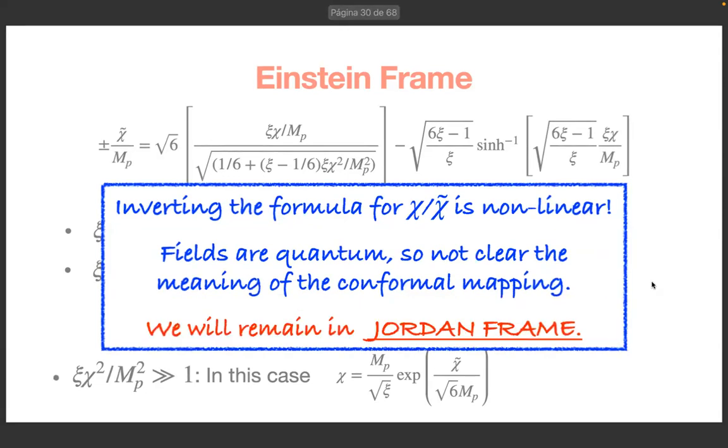So because we can, and I will show you how we do it, we can actually remain in the Jordan frame and study its dynamics there. So that's what we will do now.